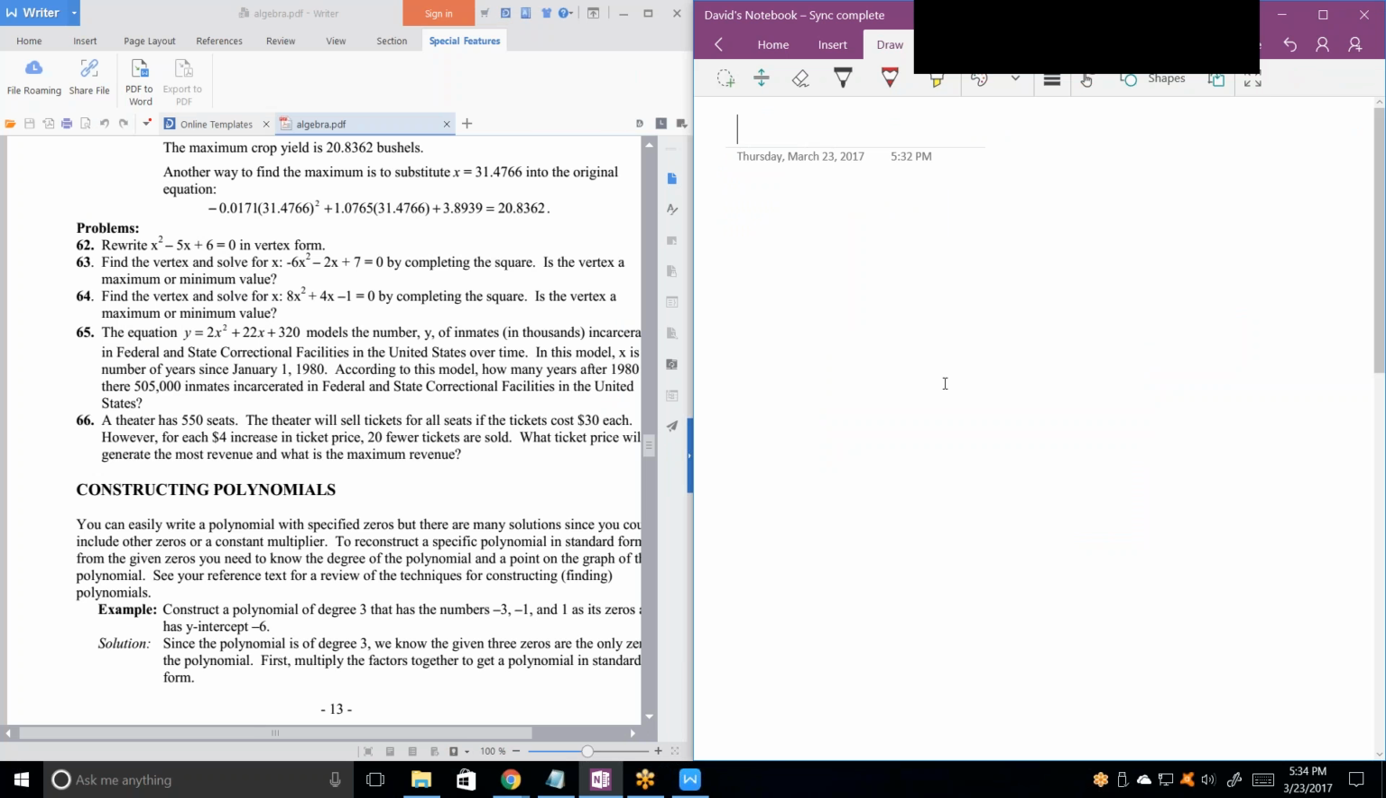Alright, so we've got this equation here, x squared minus 5x plus 6 equals 0. Well, it wants it in vertex format. Do you know what vertex format is?